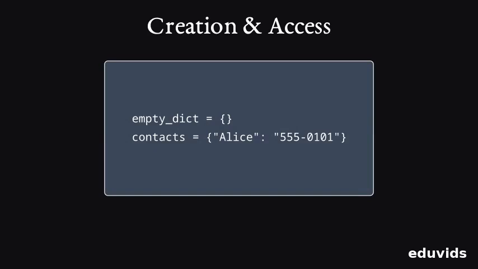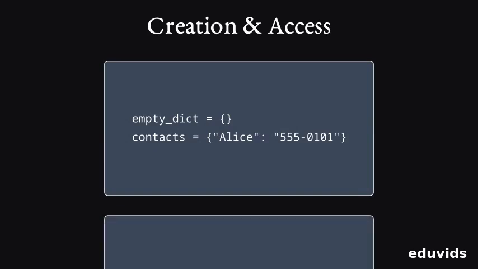Start a new dictionary with the variable name equals curly braces, or wrap key:value pairs inside them. To fetch data, type the dictionary name, square brackets, and the key you want. If the key might be missing, use the get method. It returns either the value or a default you supply.